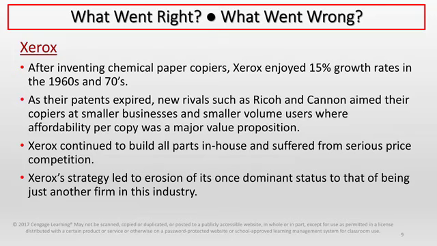What went right? What went wrong? Xerox. The rise and strategic missteps. Initial success. Invented chemical copy paper. Achieved 15% compound growth for 20 years. Gained first mover advantage with plain paper copiers when the patent expired. Focused on large enterprise clients, high volume, high quality machines. Full service maintenance contracts, high usage and supply costs.